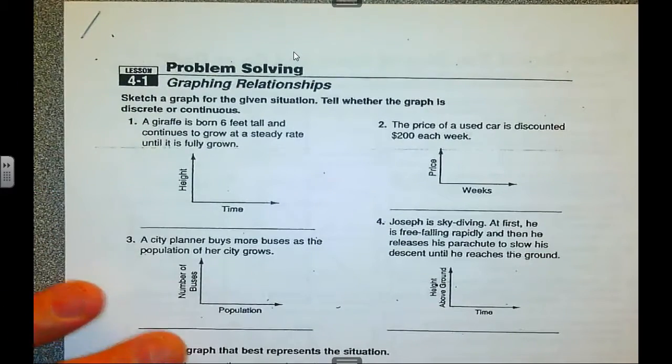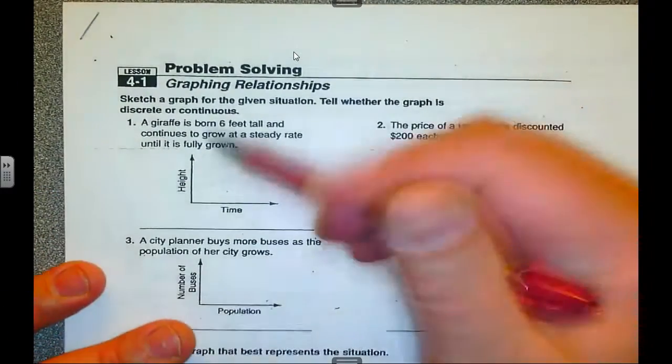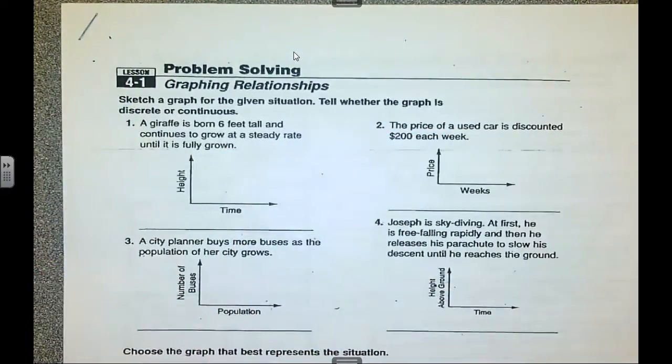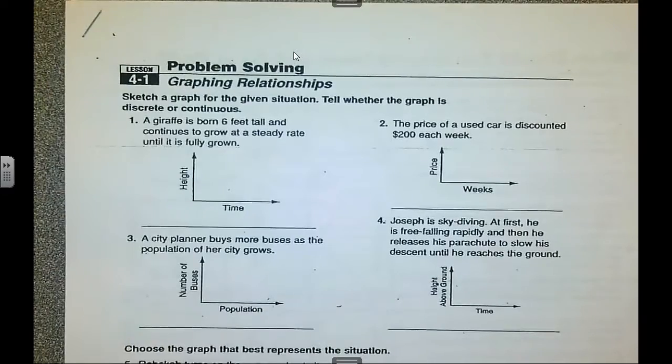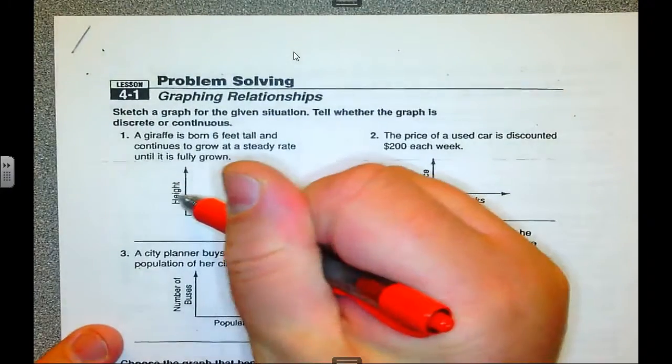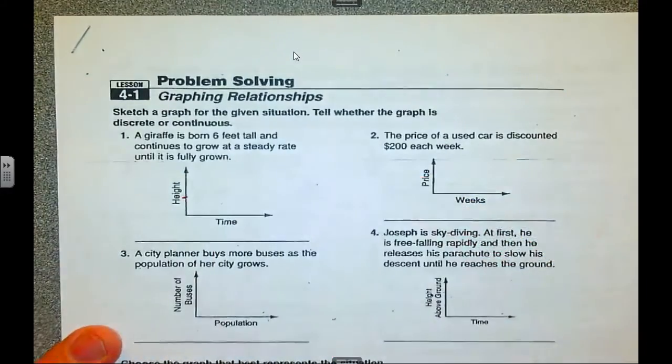A giraffe is born 6 feet tall. So here's my height on my y-axis. He's born at 6 feet tall. So here's, let's say that's 6 feet.